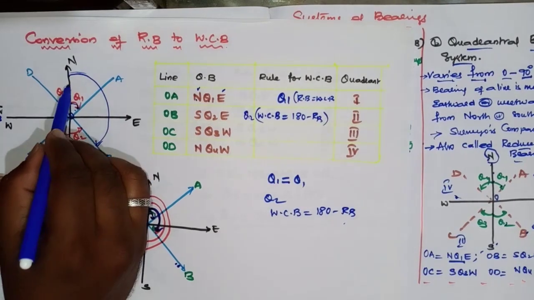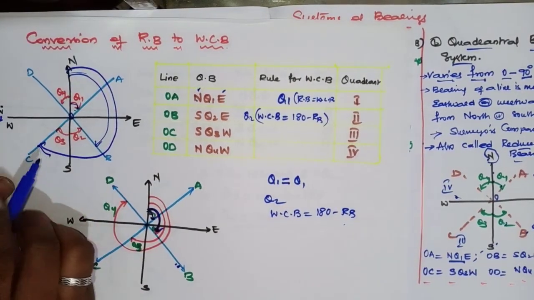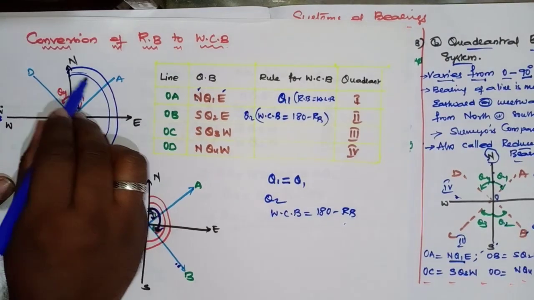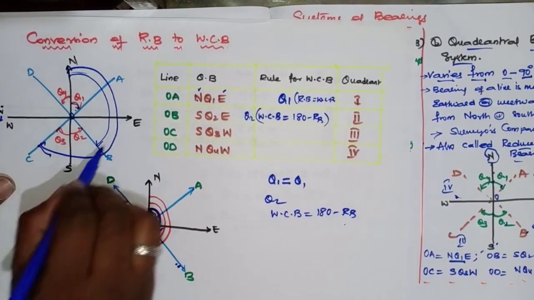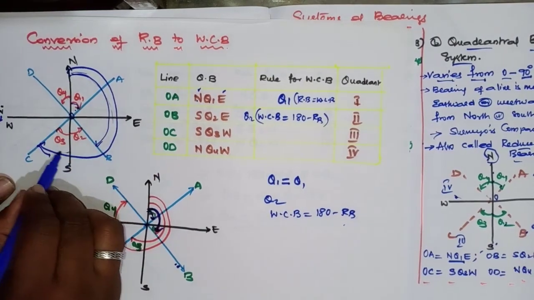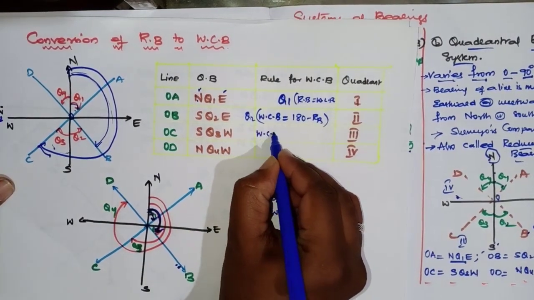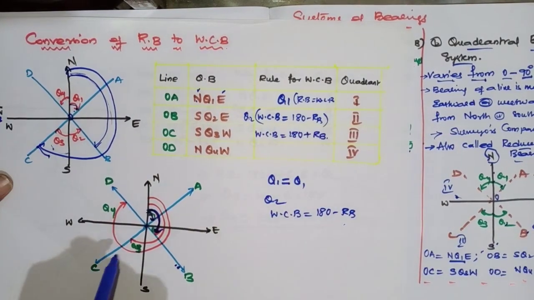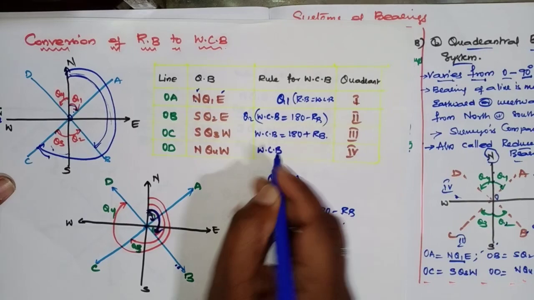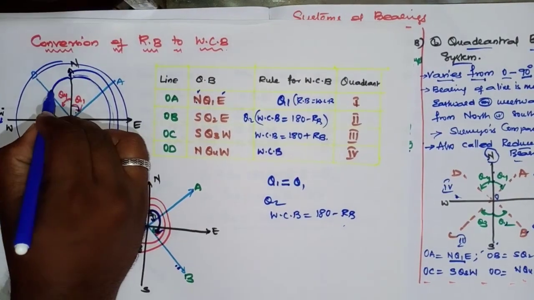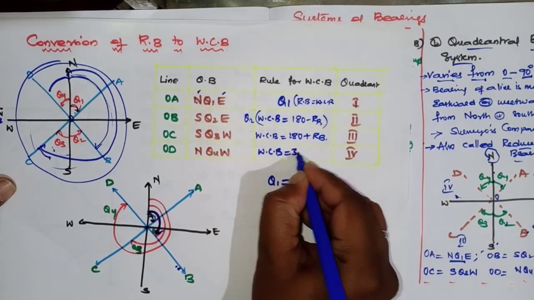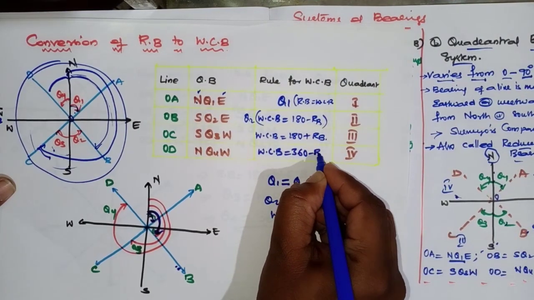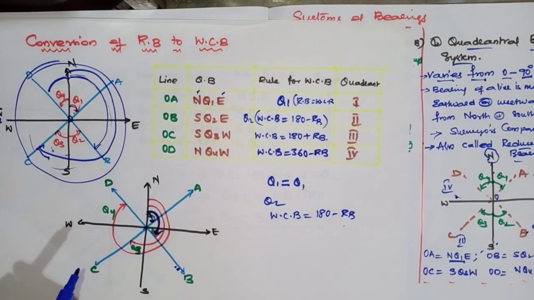Next theta 3. This one is WCB. Now how will you get it? 180, this is the whole circle bearing required. So 180 plus theta 3. So WCB equals 180 plus RB, the reduced bearing. Next, the final one, if I want to convert this one, WCB equals, the total is how much? 360. Minus this one, I will get the whole circle bearing. So 360 minus RB. Okay. So this is the conversion table from one system to another system.